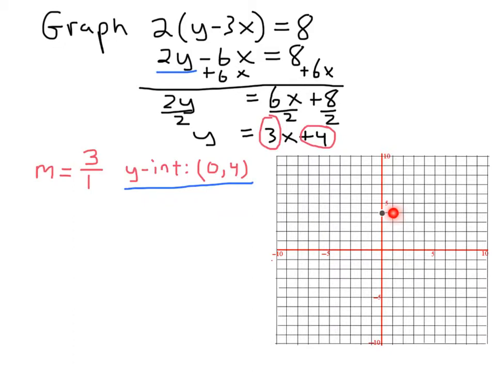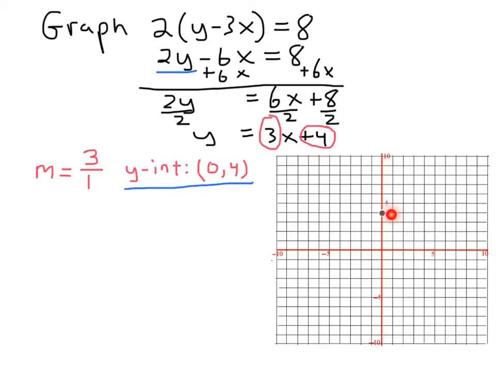The next step is to interpret the slope. Now the slope is 3 over 1. That's a rise over a run. That means we want to rise 3 and go to the right by 1. And we're always going to start at this y-intercept to do that.